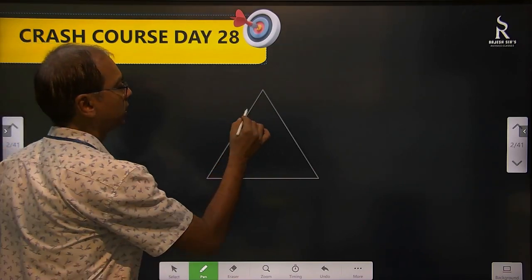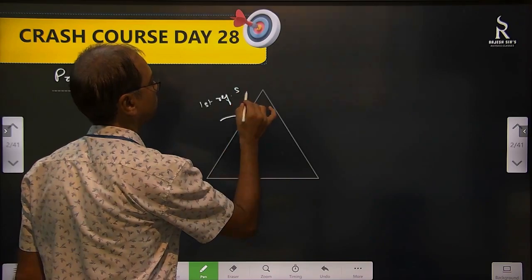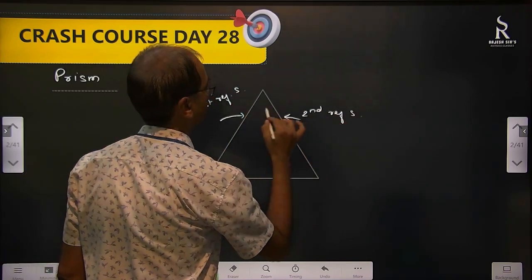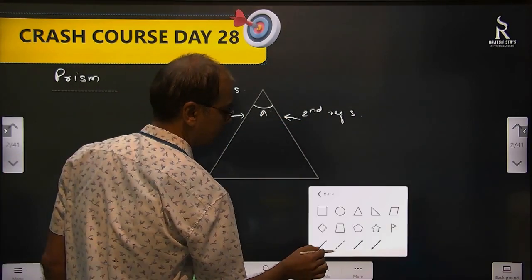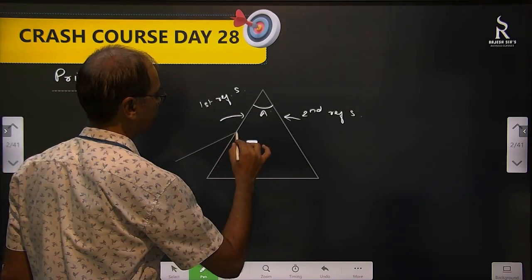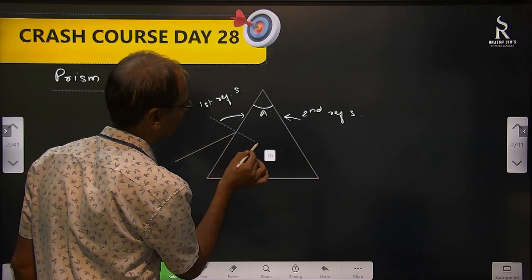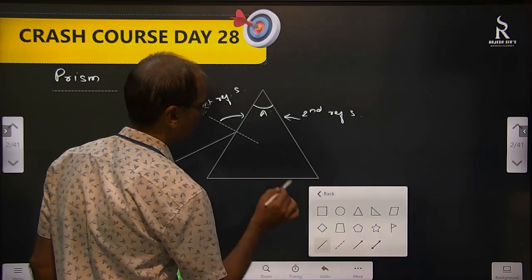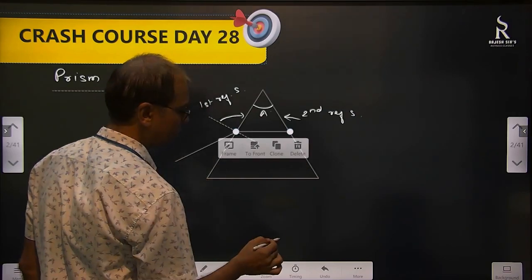Right. This here is first refractive surface. This is second refractive surface. And this angle is called angle of prism. Okay. Then from here, this is incident ray. Take normal here, normal to this first surface. Then refraction is happening. The refraction is like this. This is how the refracted ray is going.